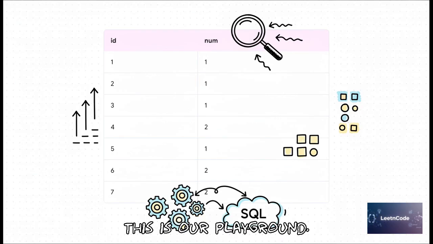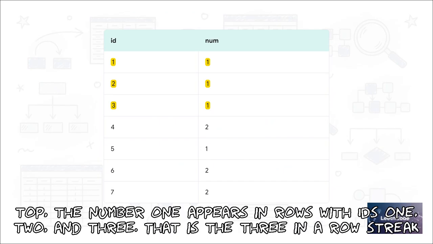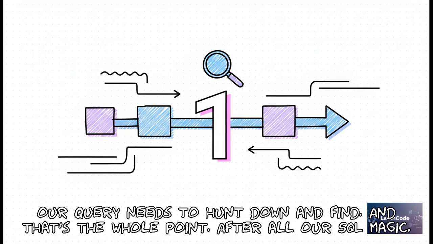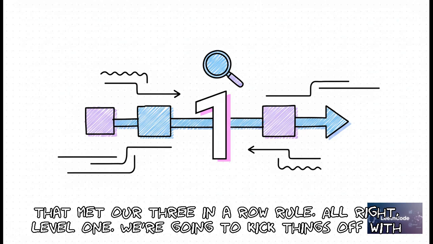This is our playground. I mean, you and I can just look at this and see the pattern instantly. Right there at the top, the number 1 appears in rows with IDs 1, 2, and 3. That is the 3-in-a-row streak our query needs to hunt down and find. And that's the whole point. After all our SQL magic, the query should spit out just one thing: the number 1. Why? Because it's the only number that met our 3-in-a-row rule.